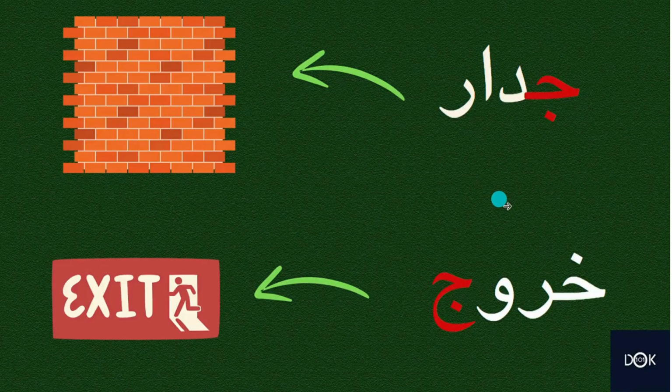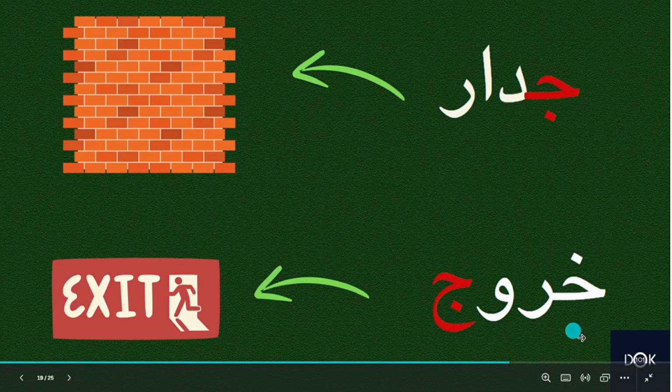All right, so the first example is jidar, which is a wall. We see that Jim here is at the beginning of the word, and it is just the head of the Jim that is written, and then it is connected to the letter next to it with a dot under the head. Jidar, Jim, J, Jidar. The next example is khuruj.